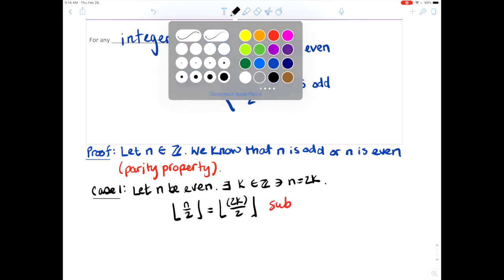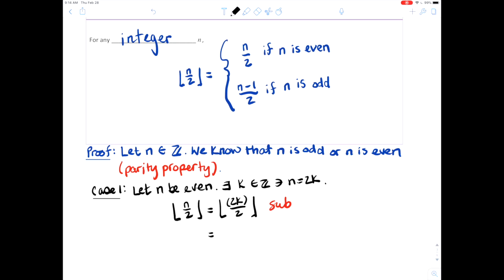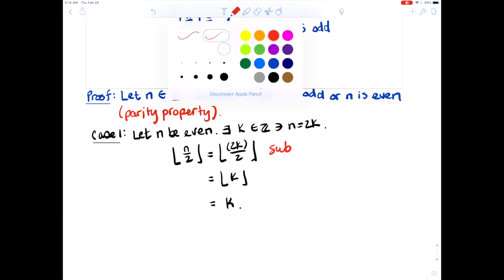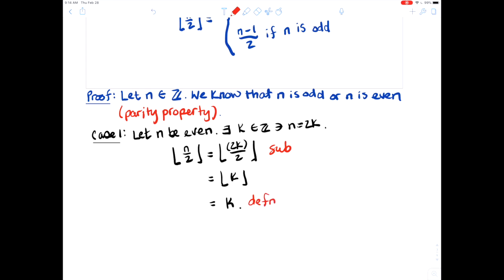And that, in turn, is equal to the floor of k, but k is an integer, so what's the floor of k? k, right? By definition. But what is k? What is k? k is n over 2. So we've done it. All right, well, that's the first case.